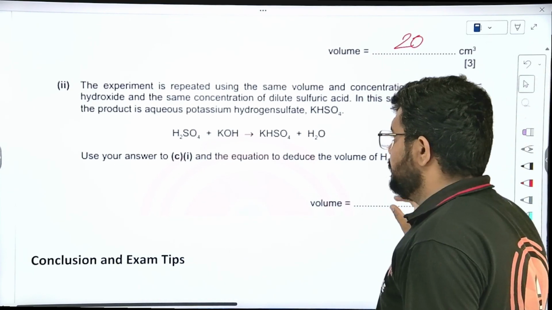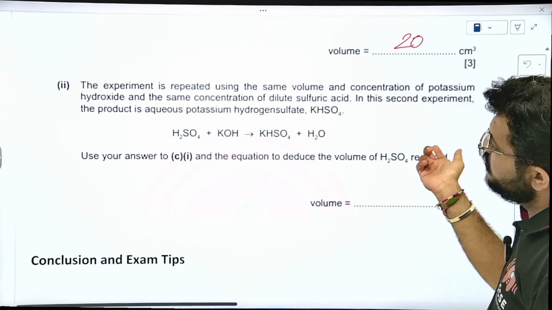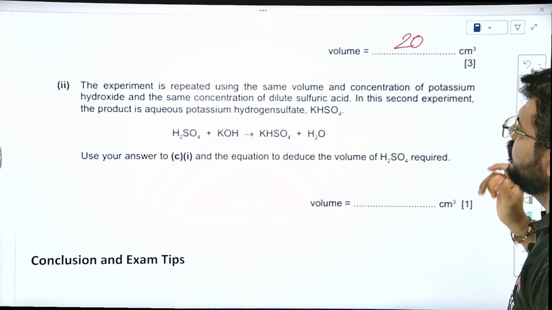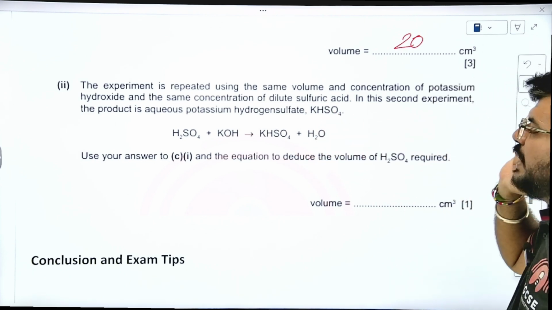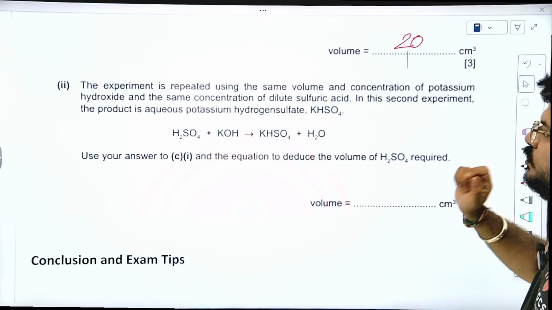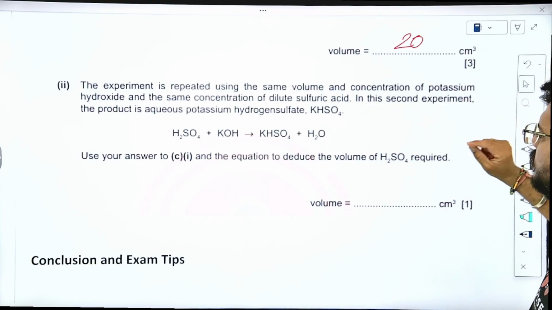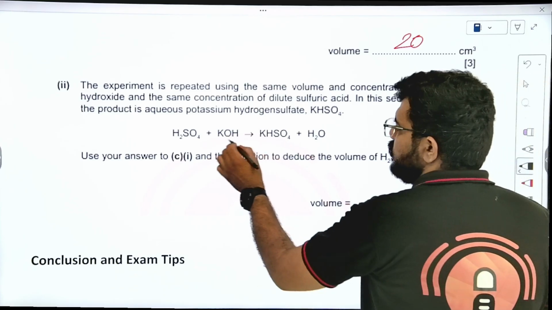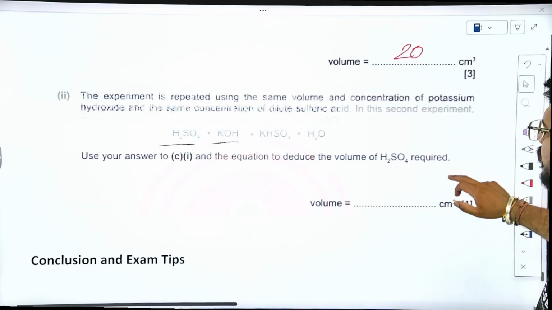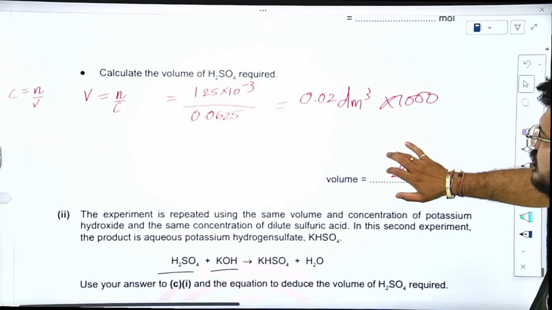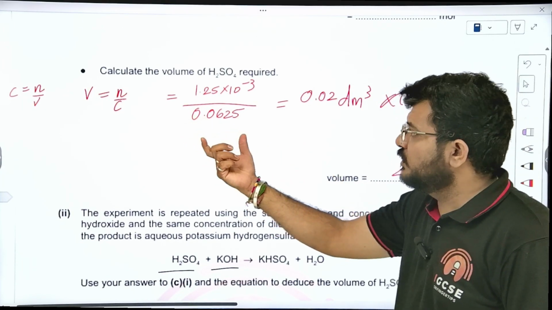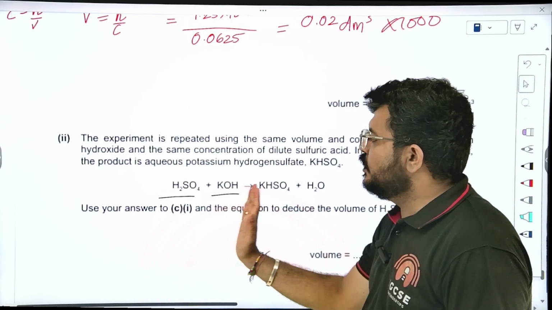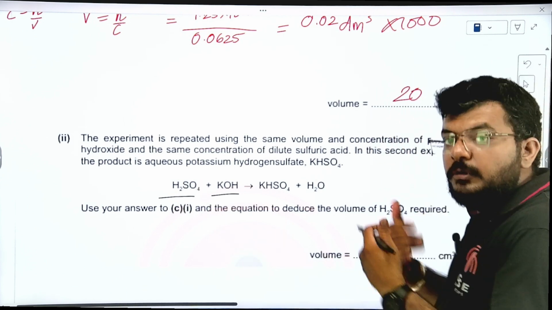Now, they are saying the experiment is repeated using the same volume and concentration of potassium hydroxide, and the same concentration of dilute sulfuric acid. But in this second experiment, the product is aqueous potassium hydrogen sulfate. Use your answer in C1 and the equation to deduce the volume of H2SO4 required. Now the ratio is 1:1. Okay. Now if this is still the concentration of H2SO4 to neutralize, if they are in equal ratio, I can say double volume will be required.